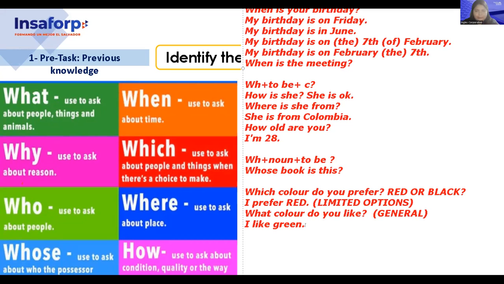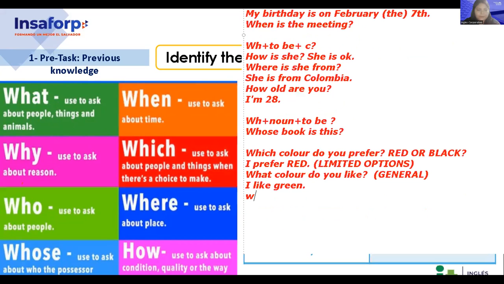Ok. ¿Queda ahí claro, chicos? Yes. Ok. Perfecto. Seguimos entonces acá con where y how. When do we use where? Vamos a ver cuándo utilizamos where, chicos.